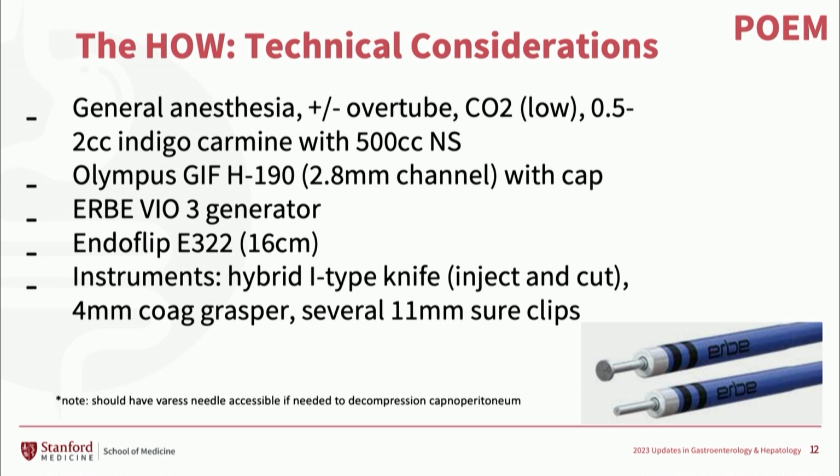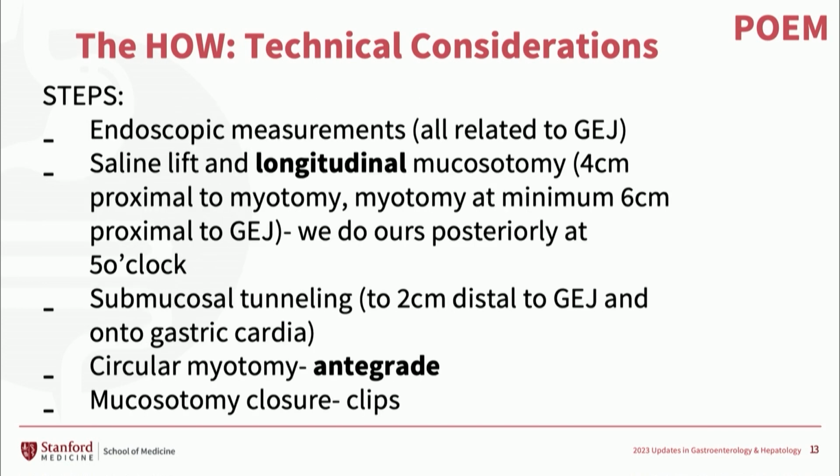And specifically, most frequently we use the hybrid type I-knife. It's this bottom one here. More needle-like, as you can inject, cut, and coagulate throughout the duration of the case without changing any instruments. We also use the 4 millimeter coagulation grasper for any of those larger vessels throughout the submucosal tunnel, and then close that mucosotomy with several 11 millimeter short clips.